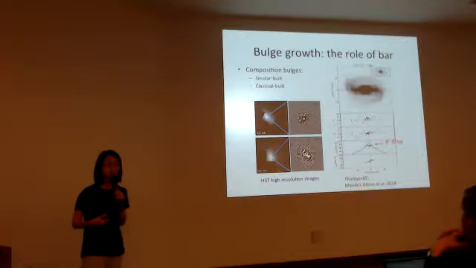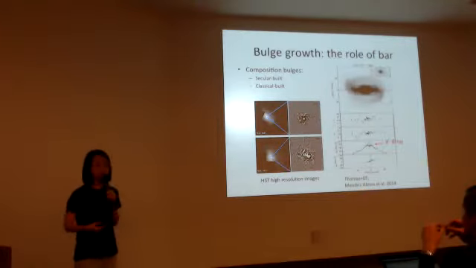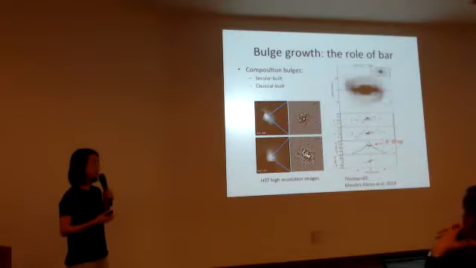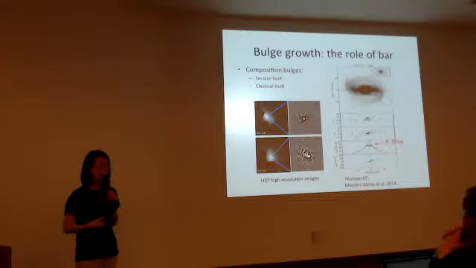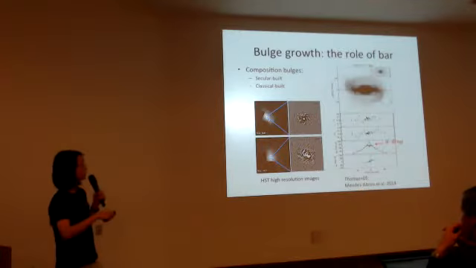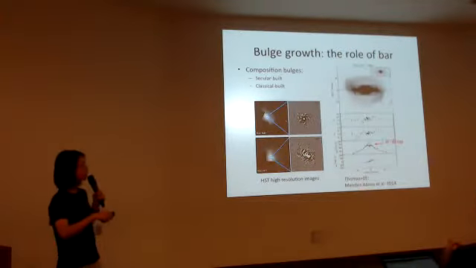Several observational evidences show that a secular-evolution-built pseudobulge can coexist with a classical bulge. Here shows two examples. When we look at the images with very high resolution, we can see in the very central region there are spiral-like, disc-like structures in the central region.